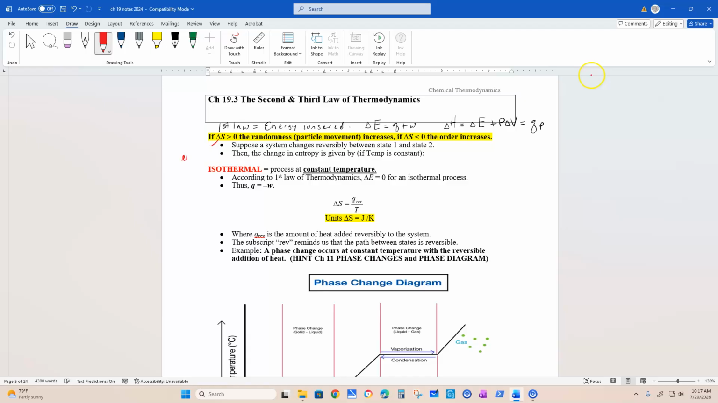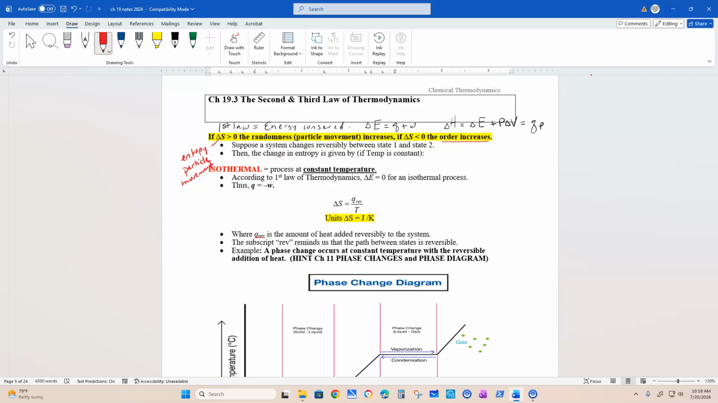So delta S, entropy. And remember, entropy is about particle movement, particle disorder. Okay, so if you have a delta S that's greater than 0, the more random it is, the more particle moves, the more it increases. If your delta S is actually less than 0, then you actually have order. You have less movement. Okay, it doesn't mean you have no movement, you just have less movement.